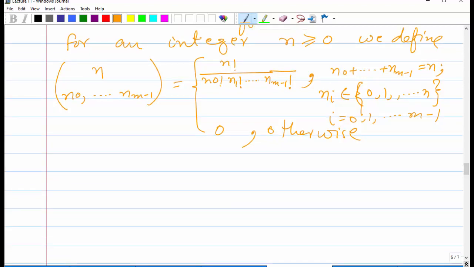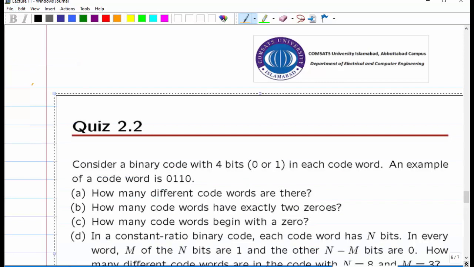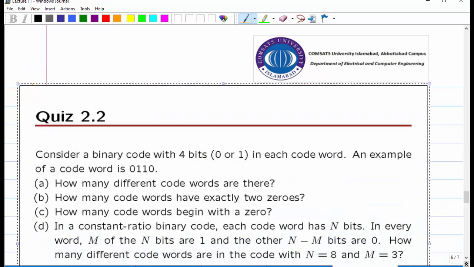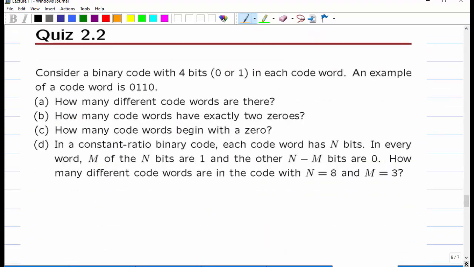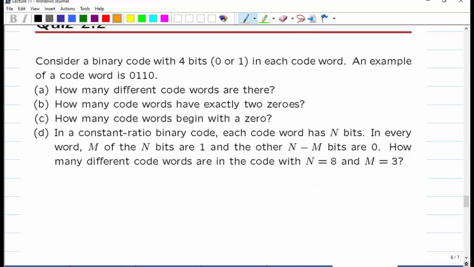Okay, so let's see an example. Again, I will copy it from the book and paste it here. It is quiz 2.2. It says: consider a binary code with 4 bits in each code word. An example of a code word is 0110. So obviously here we have symbols 0 and 1.